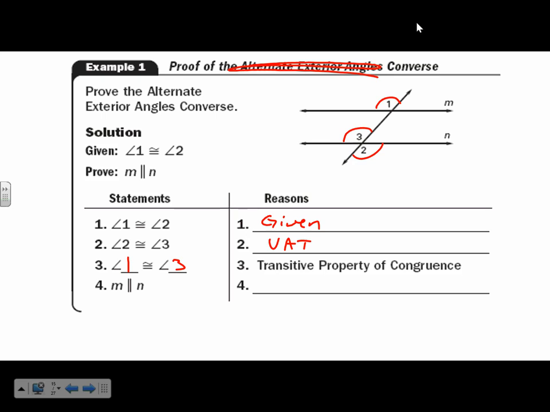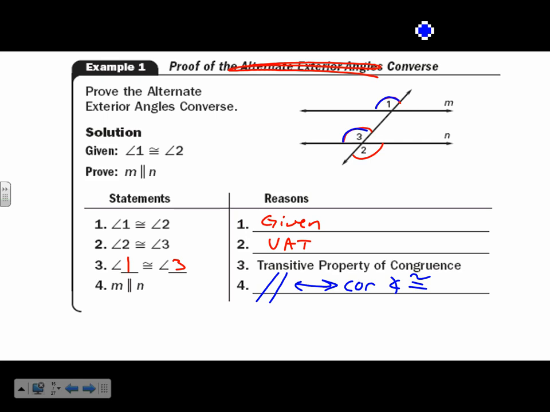So then the last one, that means M and N are parallel, and we know that because angle 1 and angle 3 are corresponding angles. But this is where if you just put corresponding angle theorem, technically it's incorrect. You'd have to put the converse of the corresponding angle theorem. But that's why we just do parallel, the biconditional arrow that points both ways: corresponding angles are congruent.